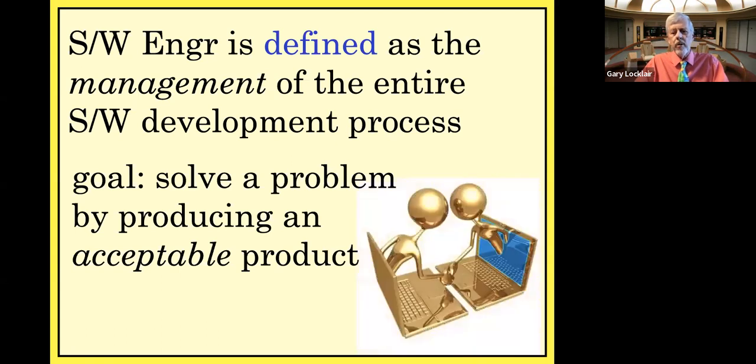Do you think this could be part of the answer? What's the goal of software engineering? Solve a problem by producing an acceptable product. Who determines if the product is acceptable? The client, the user. Not us. It's the client and user that determine that the product is acceptable.